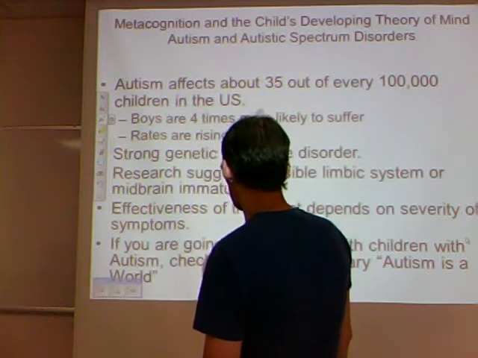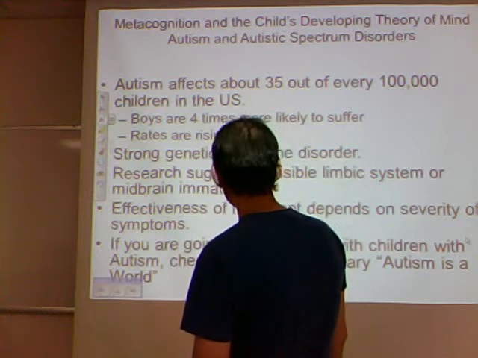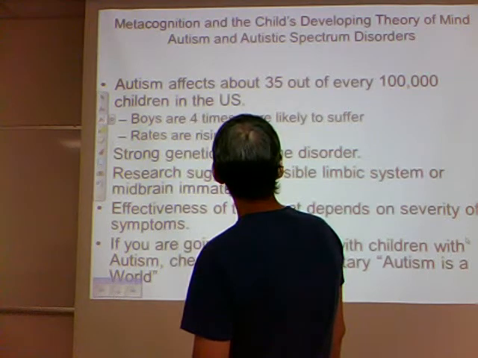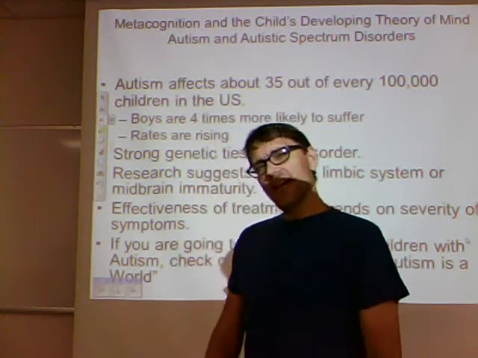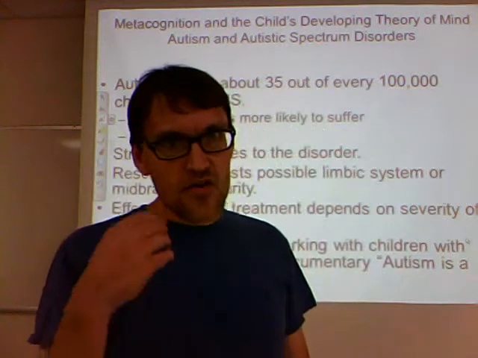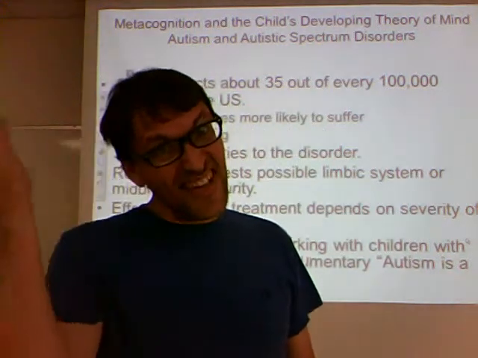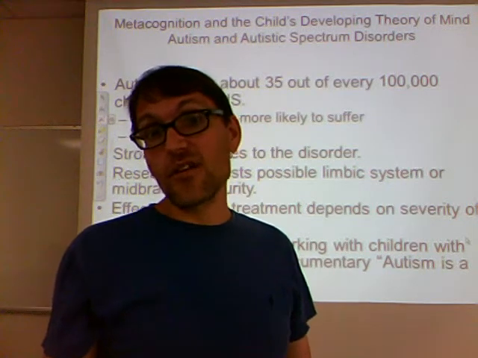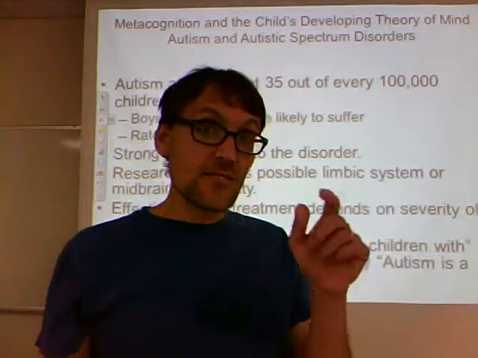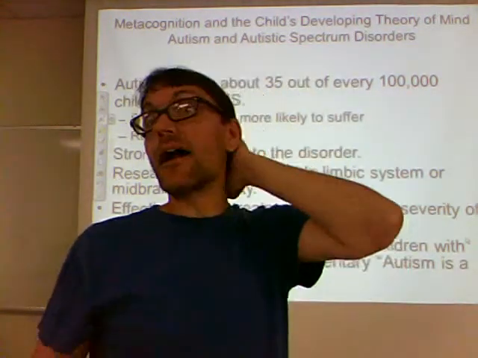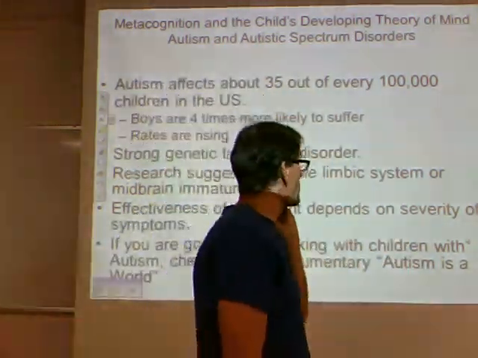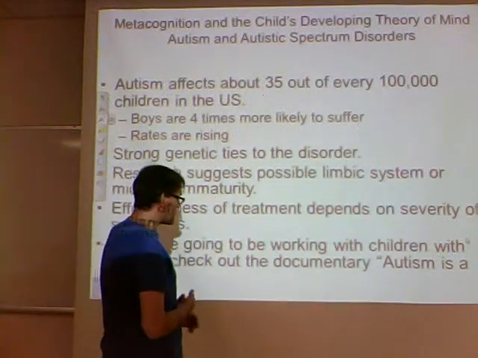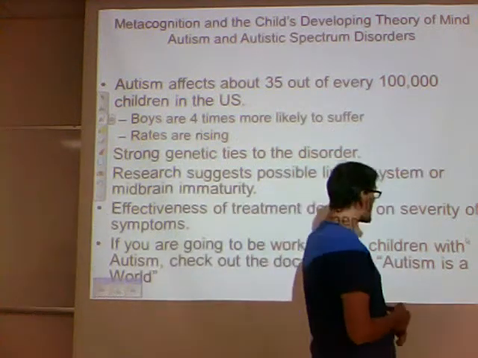Effectiveness of treatment depends on the severity of symptoms. In many ways, like I said, it's a behavioral disorder. Autism is an interesting disorder, and I find it to be different than other mental disorders because a kid with autism doesn't know they have autism, or if they do know, they really don't care. Autism is a disorder which is suffered by everybody else around them much more so than by the kid that has it.